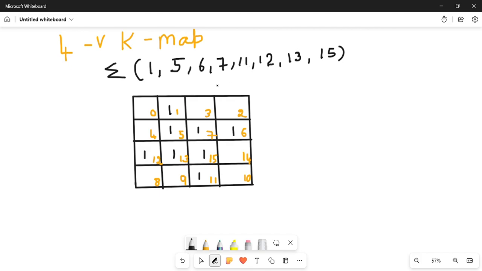How do you start grouping? So first group these 4, right? You will first group these 4.